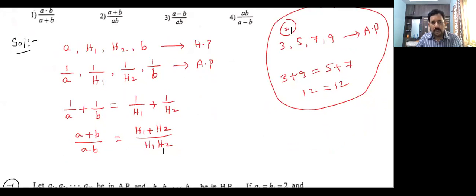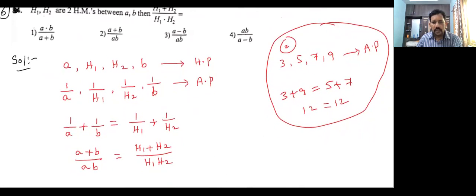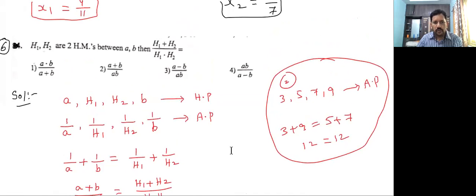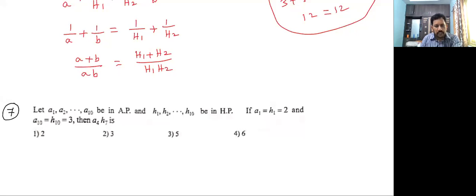Now see the question, what they are asking. (H1 plus H2) by H1 H2, that value should be (A plus B) by AB. Which option is correct? How to do this? This is a previous mains question.